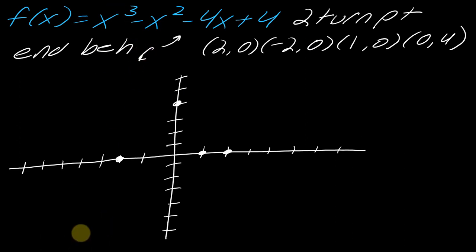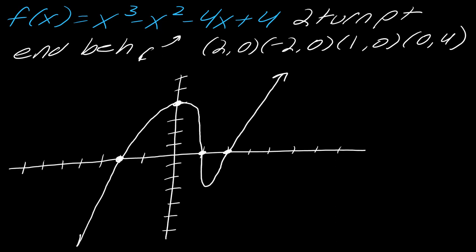So I need to go from here to here and have a turning point. I'm going to make that turning point go through the y-intercept. So I'm going to go up this way. I know I need to hit this y-intercept, and then I need to go through this point. Now between these two x-intercepts, I need another turning point, and then I need the proper end behavior. Okay, you see how that works? So I've got my graph.